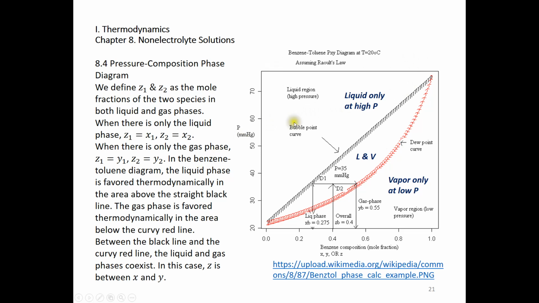Z is the mole fraction of the species overall, considering both the liquid phase and the gas phase. Again, I just want to emphasize, when you have high pressure, the phase with lower molar volume is favored. In this case, it's the liquid phase. When you have a low pressure, the phase with higher molar volume is favored. In this case, it's gas phase. In between, you have both liquid phase and gas phase.